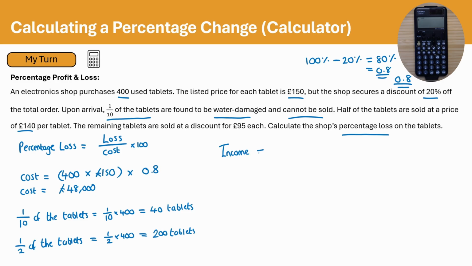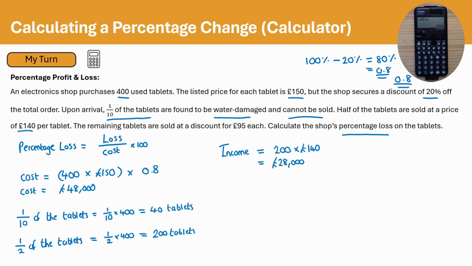And this is going to be equal to, well, half of the tablets, that's the 200, multiplied by £140 per tablet. And I'll do that in my calculator. So 200 multiplied by 140 gives me an answer of £28,000 for these tablets. And the reason I'm working out my income is so that I can then take away the cost to find out what I lost. Half of the tablets are sold at a price of £140.